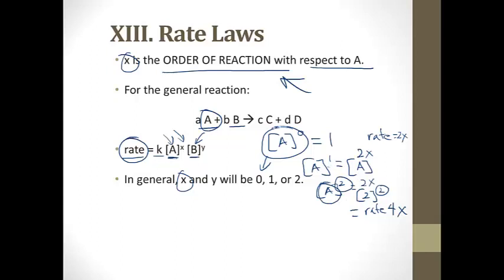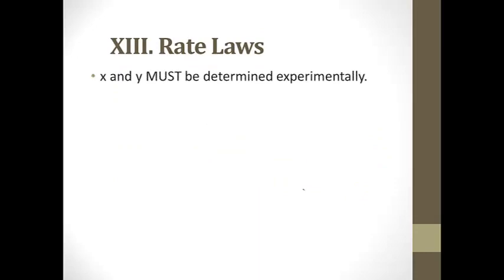Now, remember this so that you don't have to freak out. How do I go figure these things out? x and y, your exponents, are almost always going to be 0, 1, or 2. Now, how do you go and figure these things out? They have to be determined experimentally.